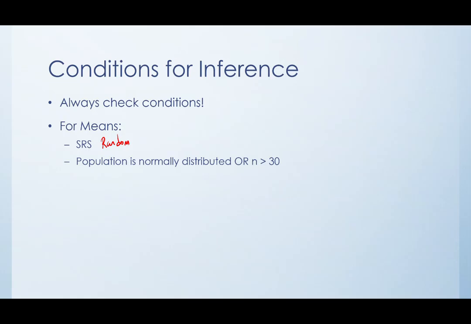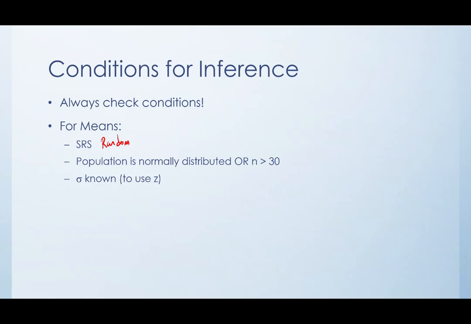We need to know that our population is normally distributed or have a sample size of at least 30. Some books will say 30, some will say 40. We're going to use 30, okay?